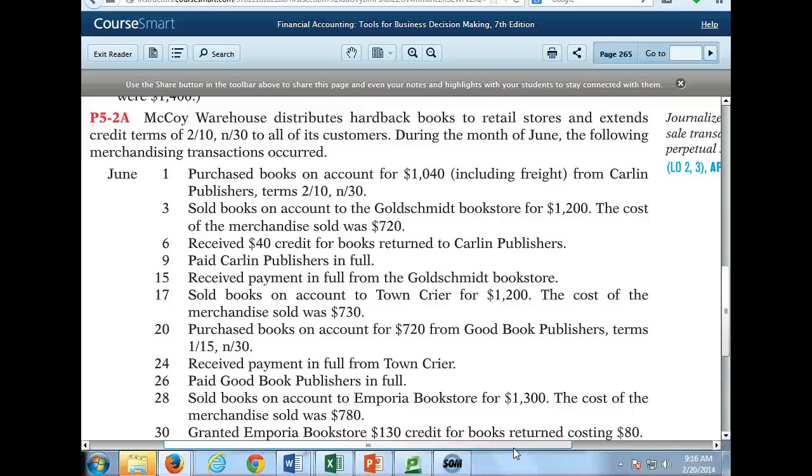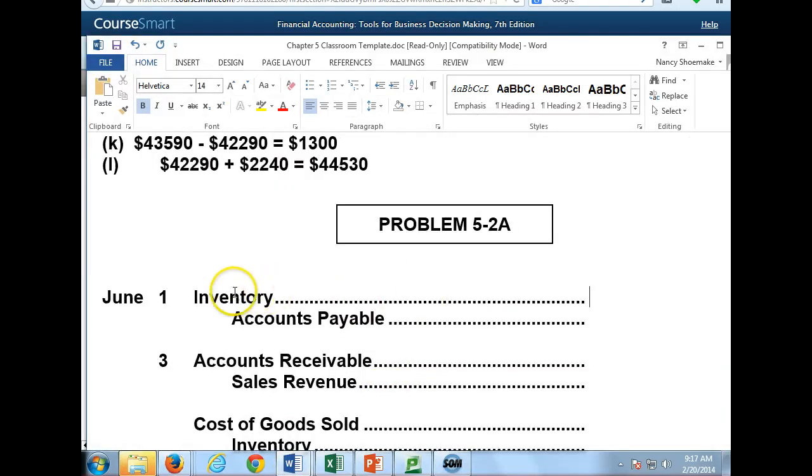Who wants to take number one? Kevin? You mind, Kev? So, purchase number one. We know that our initial transaction, I gave you a hint, is that we're going to debit inventory and credit accounts payable. But how much are we going to debit for inventory? $1,040. And what will our accounts payable be? $1,040. Let's just think right now, we know we're going to use that discount. Does it matter? No. We're not going to change that discount until we pay the bill, okay?